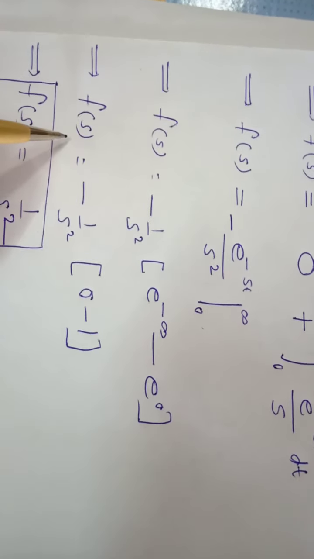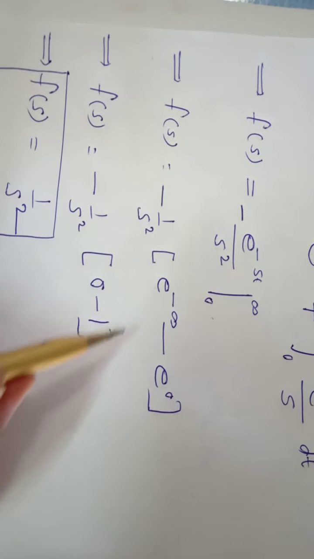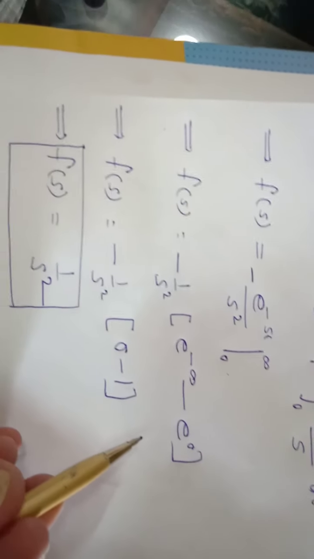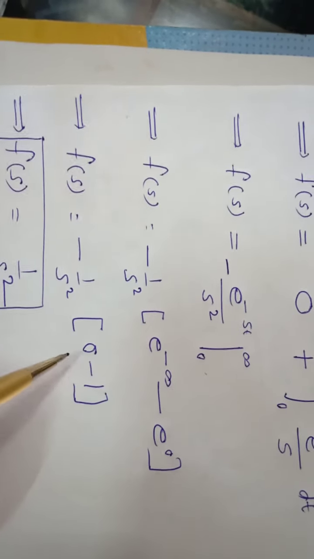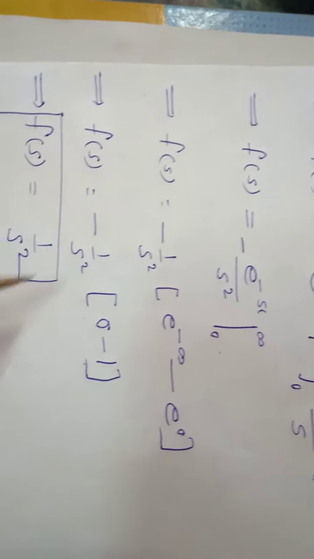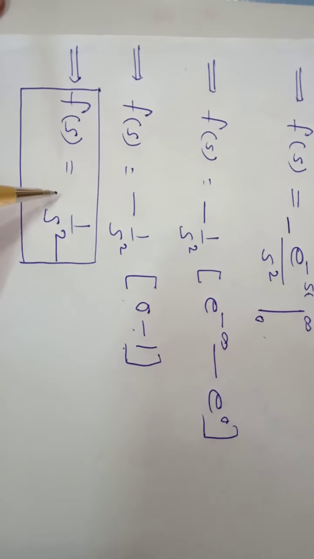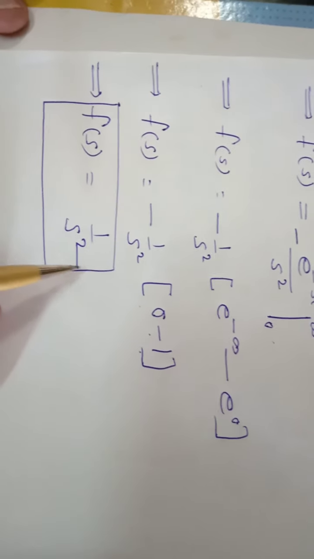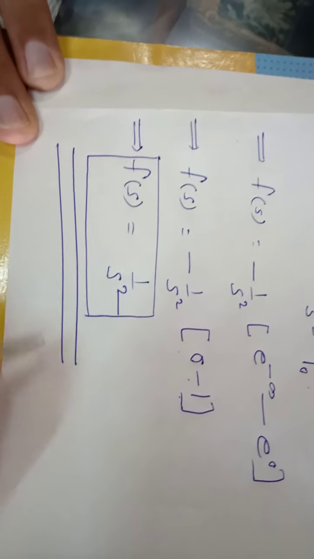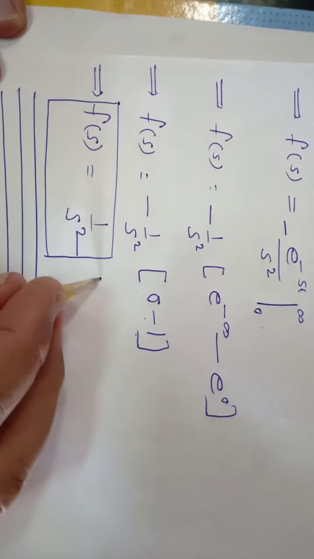This implies that F(s) is equal to minus 1 upon s square as it is. Now e raised to power minus infinite is 0 because e raised to power infinite is infinite. So e raised to power minus infinite will become 0, minus e raised to power 0 will be 1. This negative sign and this negative sign will create a positive sign. So F(s) will be equal to 1 upon s square. In this manner, we have proved that the Laplace transform of t is 1 upon s square.